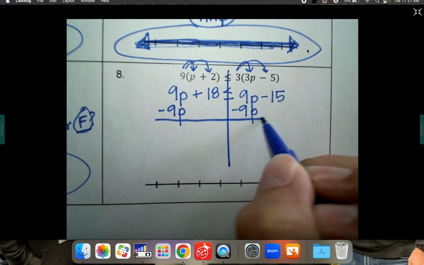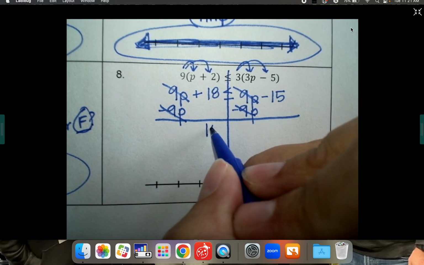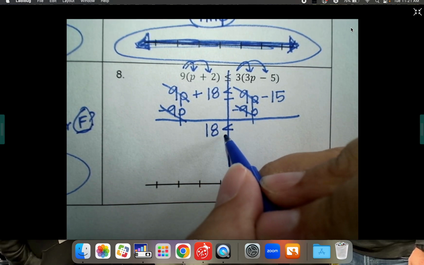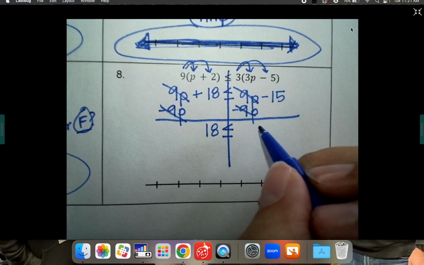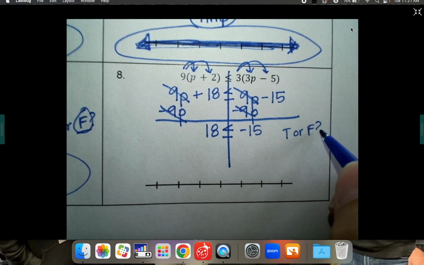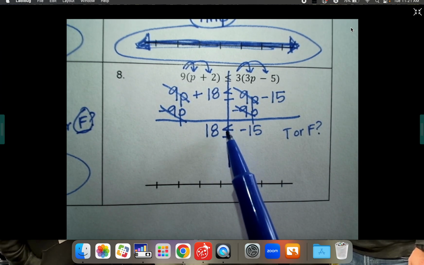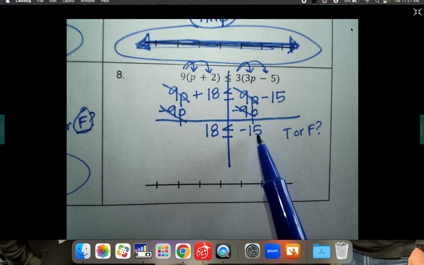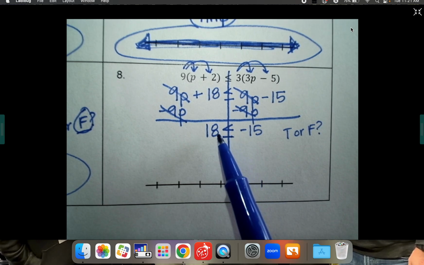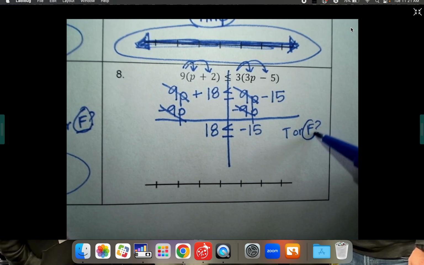So when you do that, the variables drop out on both sides. And that leaves us with, let's bring down what we have left, 18 is less than or equal to negative 15. So let's decide if it's true or false. $18 in my lunch account, is that less money than negative $15 or equal? It's actually more. 18 is definitely more than a negative number. So this is false. This is definitely false.